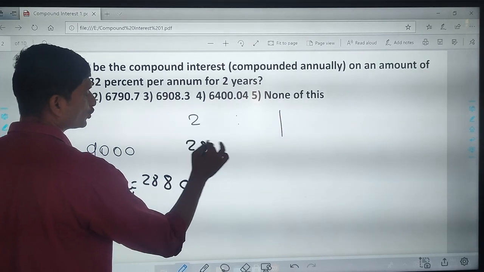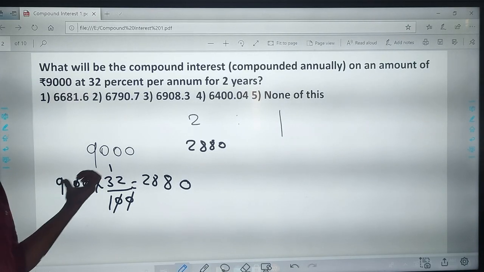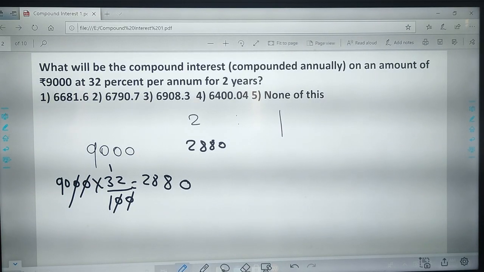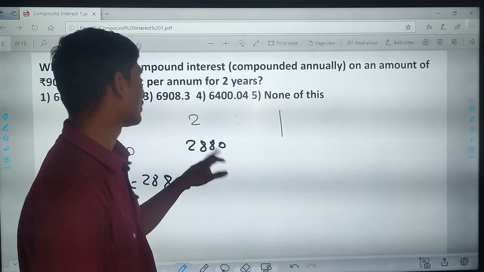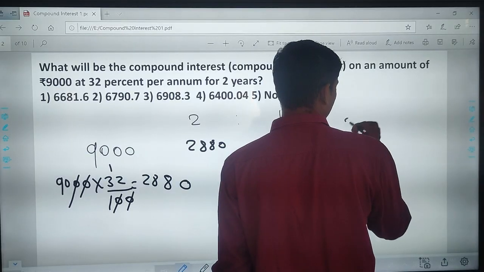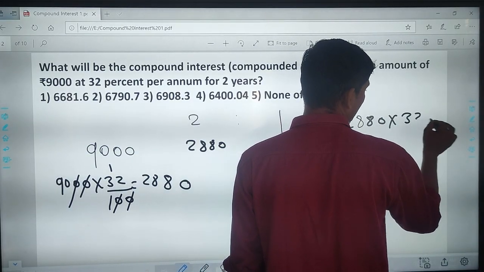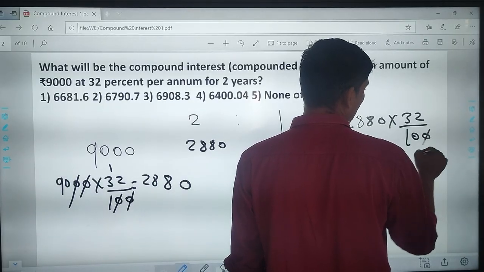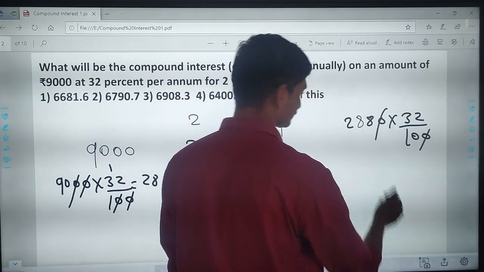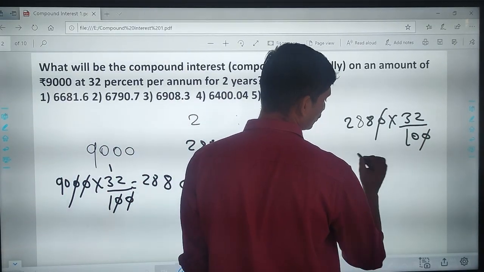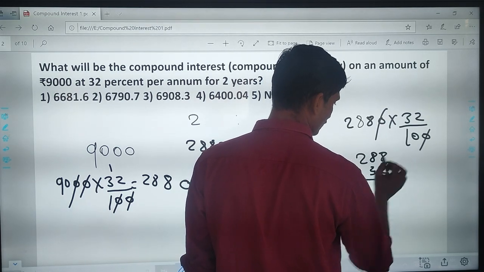Here we write 2,880. We firstly found 32% of 9,000. Now we find 32% of 2,880. Here the 0 gets cancelled. Now we take the multiplication of these two, 288 into 32.